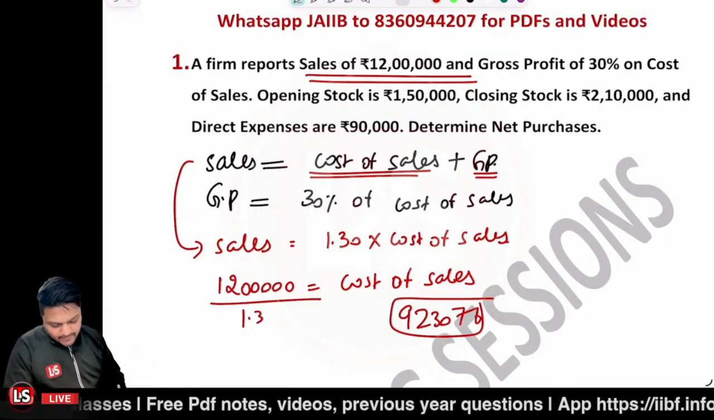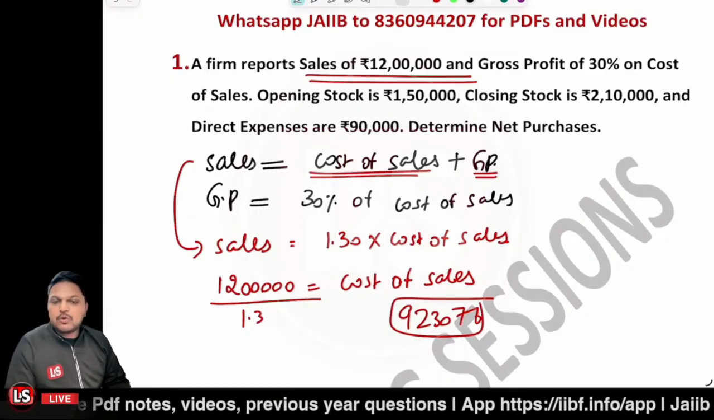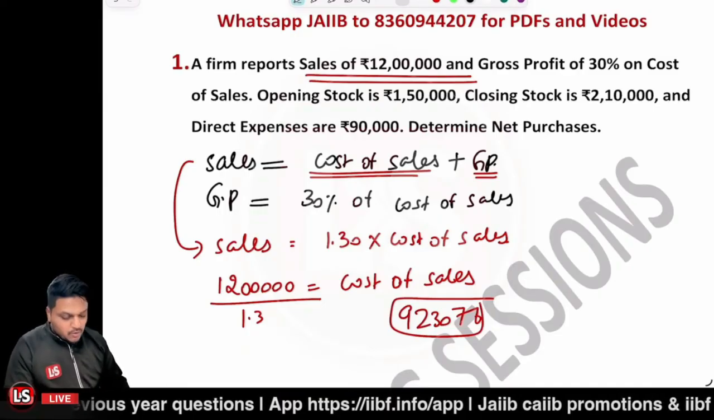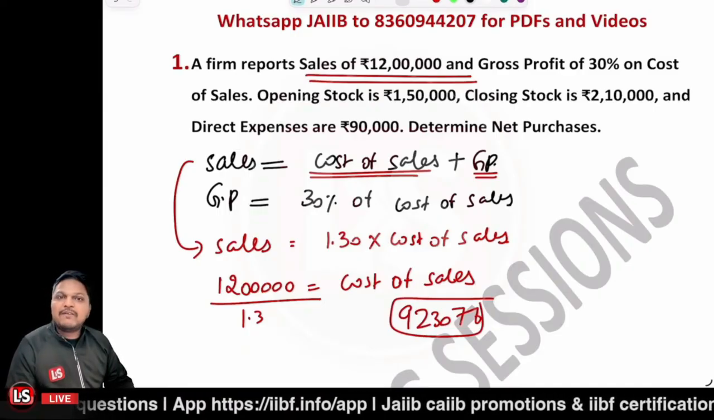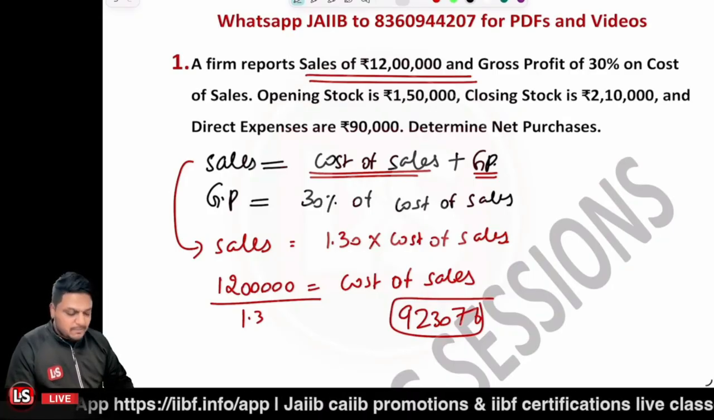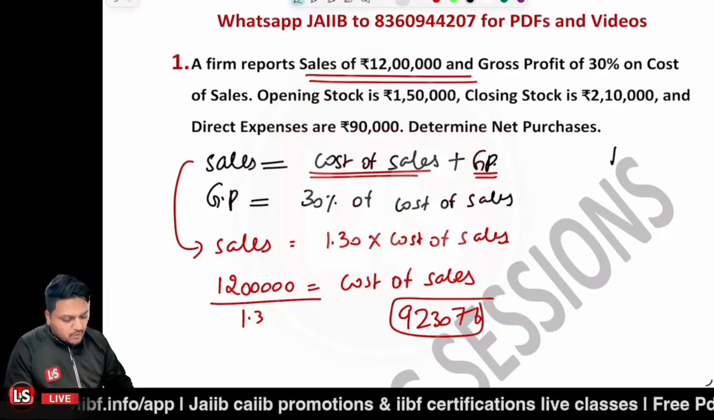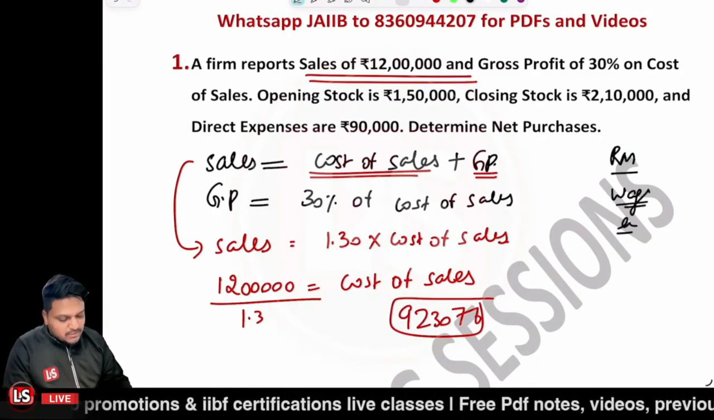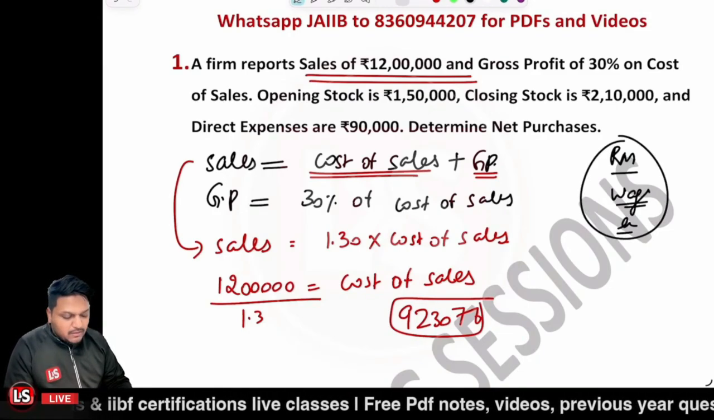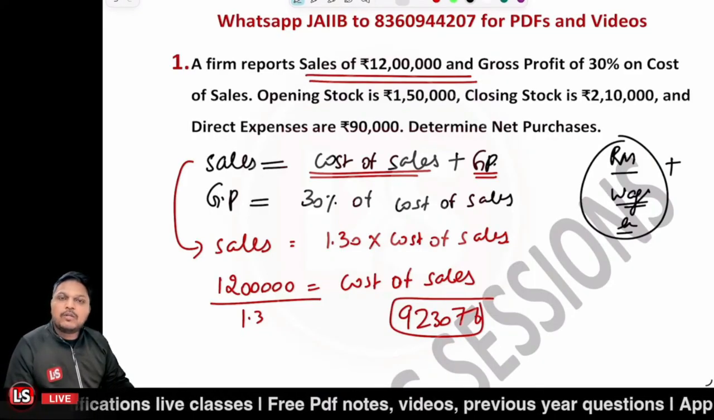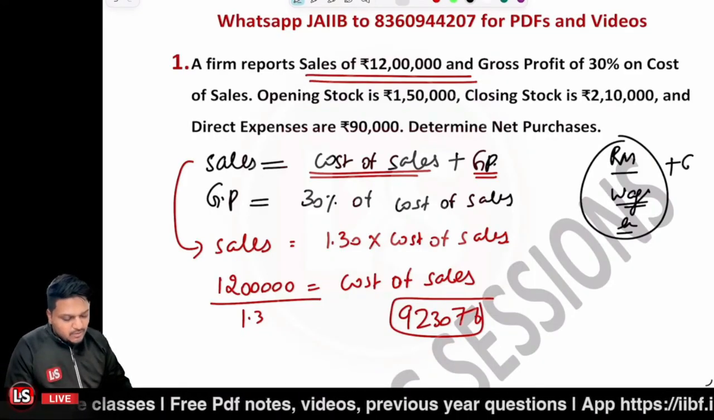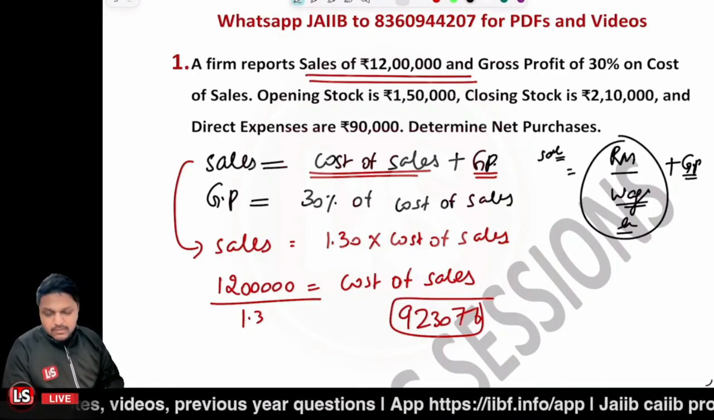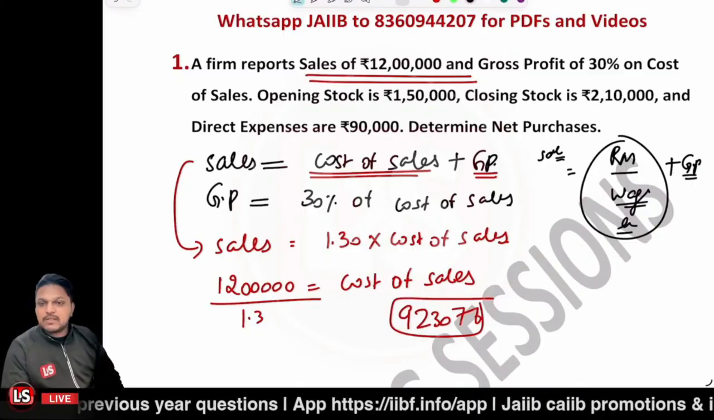So we simply use the funda that sales is equal to cost of sales plus gross profit. That is your total sales amount. Cost of sales is representing what you have spent directly for production purposes, whether raw material, wages, or electricity. And gross profit is the amount that you have earned over the cost of sales. When we add them up, that is equal to sales. Simple as that. So from that, we calculated the cost of sales.